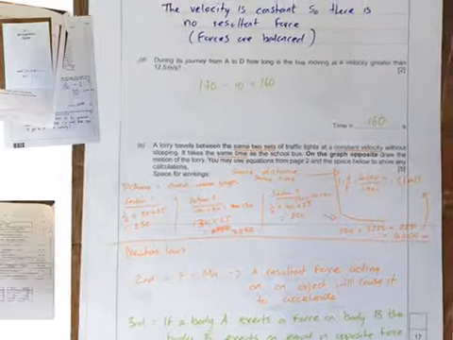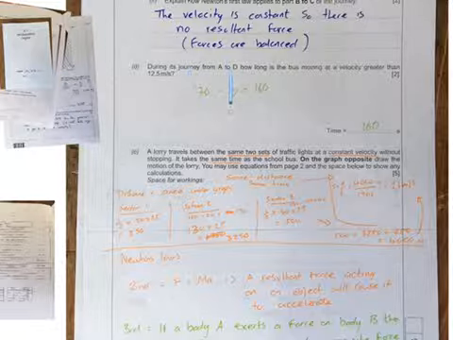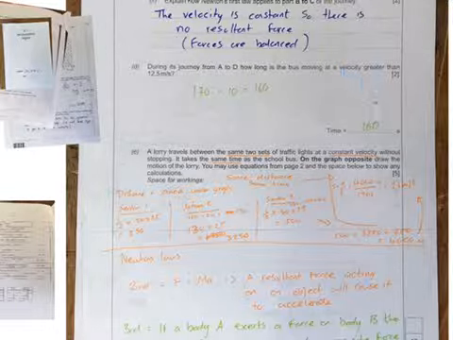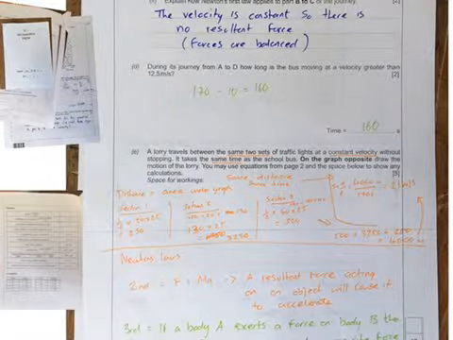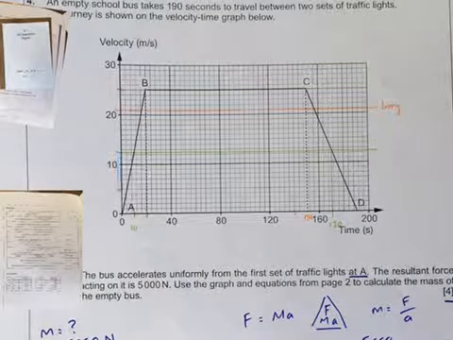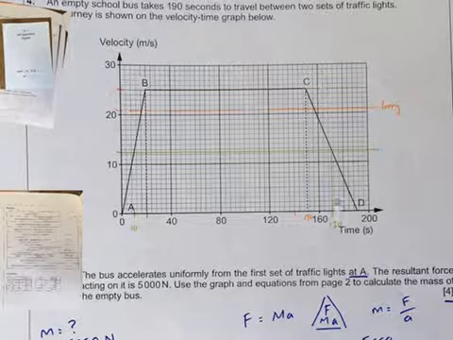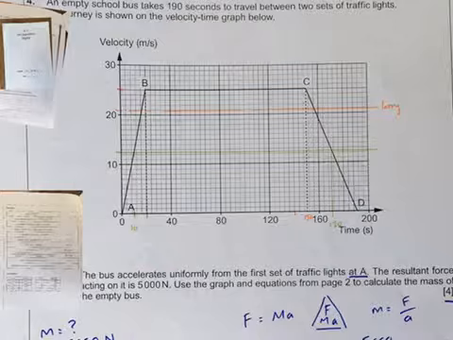It's 10 minutes 30, so I'm going to try and wrap this up in one video. During this journey from A to D, how long was the bus moving at velocity greater than 12.5 meters per second? Well, that's easy, because I've just got to go to the graph and draw a line. My green line is at 12 meters per second. And then I just calculate.